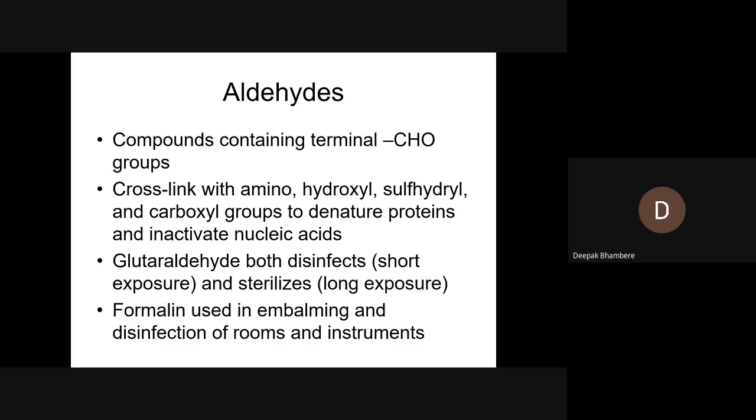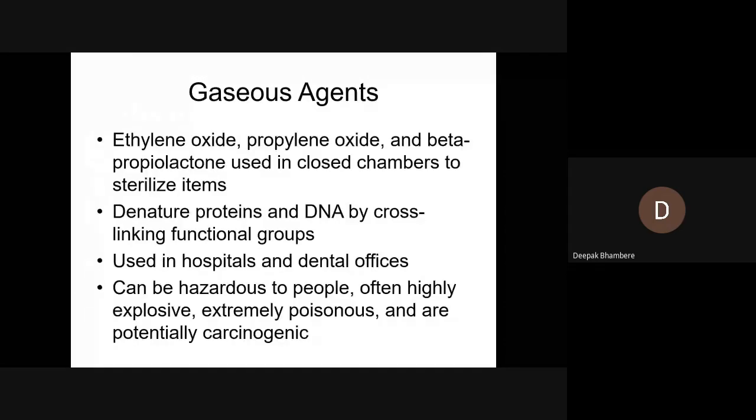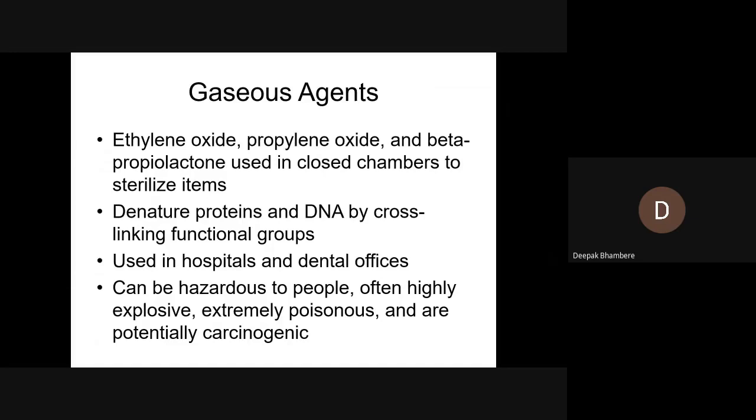Formalin is also an aldehyde that can be used for disinfection of rooms and instruments. Then most of the gaseous agents can be used, like ethylene oxide, propylene oxide, beta-propiolactone. They can be used in closed chambers to sterilize them. For example, if you want to sterilize an aseptic area or a class 100 area, at that time you can use a gaseous agent like ethylene oxide. It denatures proteins and DNA by cross-linking functional groups, and is used in hospitals and dental offices. It can be hazardous to people, and is often highly explosive and extremely poisonous. So while using these agents, you should take care of this. Okay.